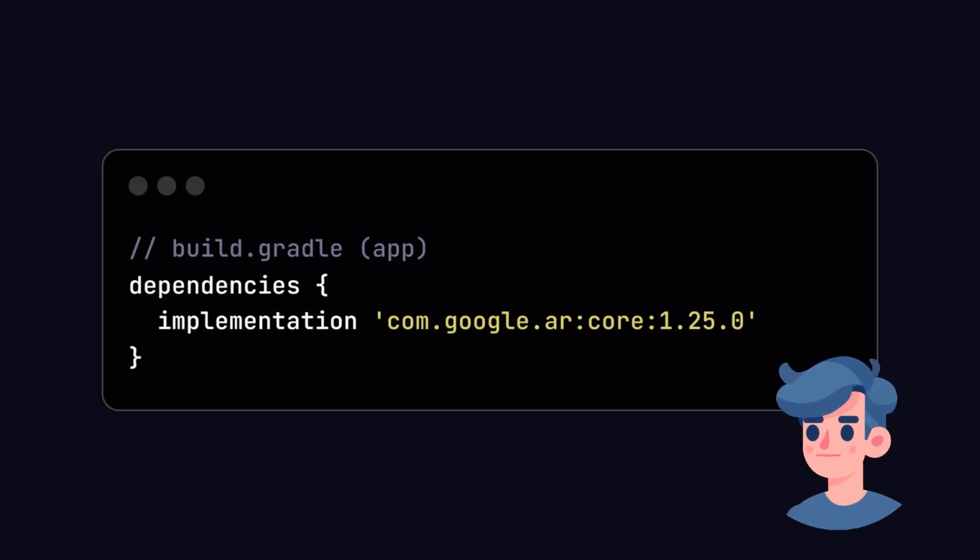Now, let's start by creating a new Android project. Open Android Studio and select New Project. Choose Empty Activity, give your project a name, and make sure to set the language to Java. Once you've set up your project, let's move on to integrating AR Core.